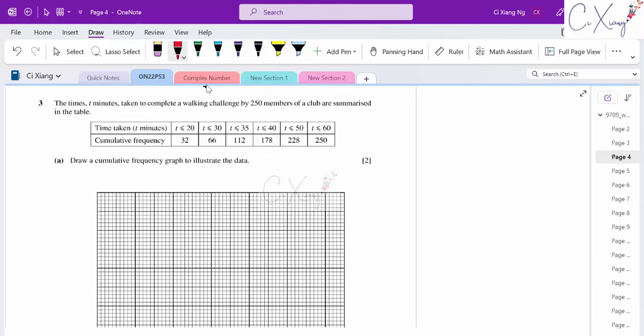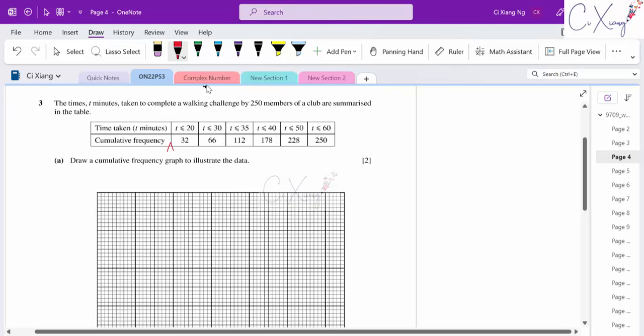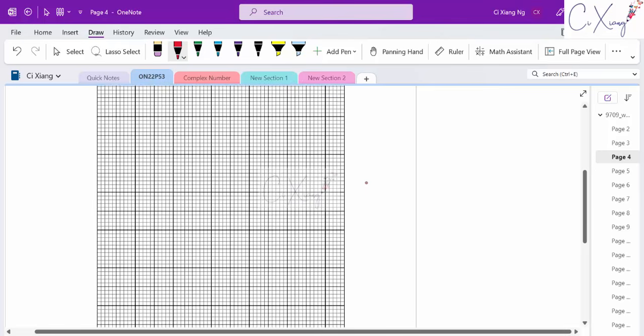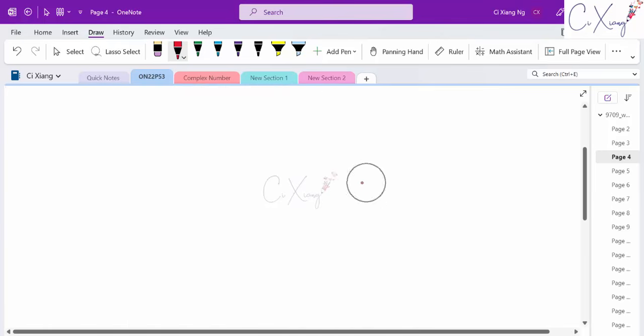Okay, before we start plotting the points, our cumulative frequency should start from 0, where the first class is t smaller equals to 0, and the value of the cumulative frequency should be 0. So we should plug in this value here so that our graph can start from 0, 0. To sketch the diagram, I will make the graph smaller so that you can see clearer what we draw.